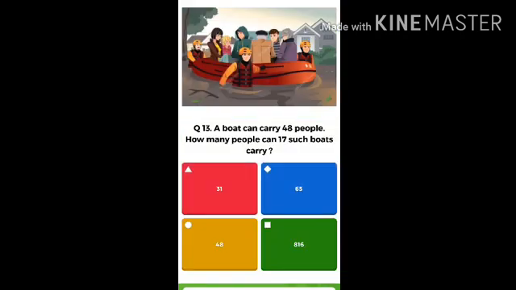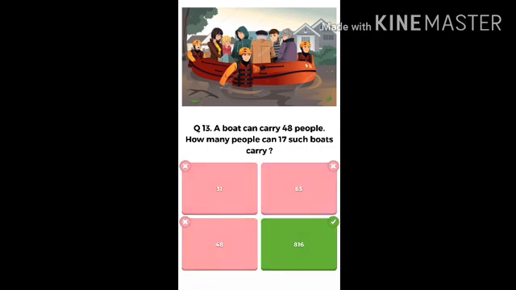A boat can carry 48 people. How many people can 17 such boats carry? 48 people can sit in each boat and the number of boats is 17. Means 17 times 48 or 48 multiplied by 17. And product is 816.